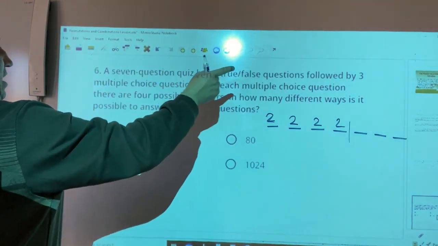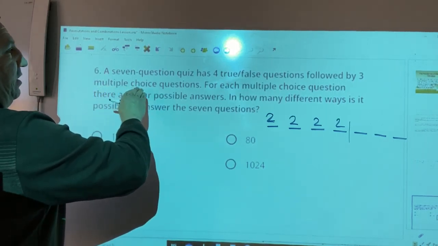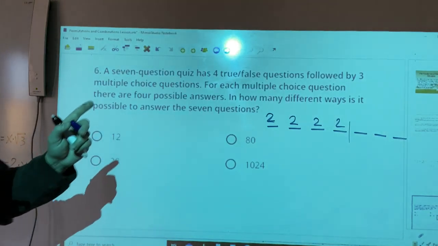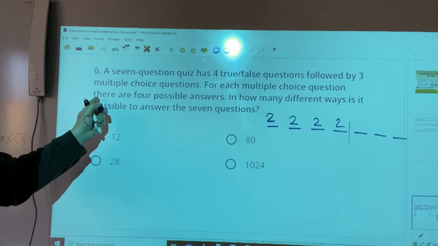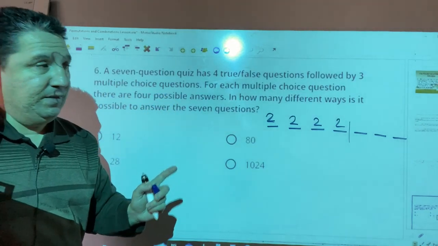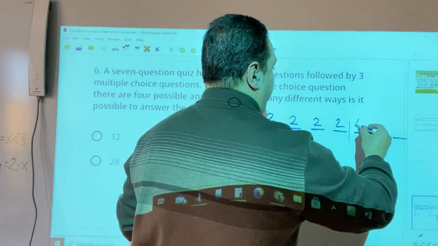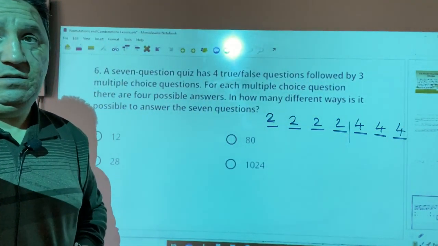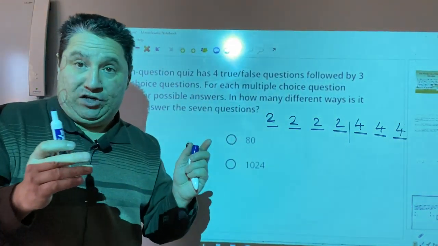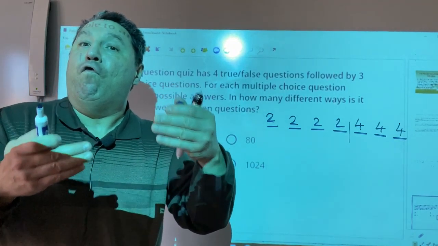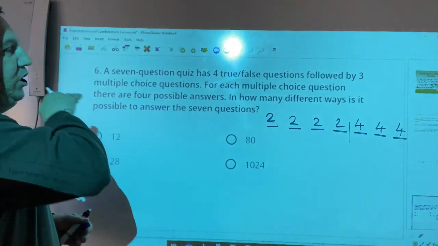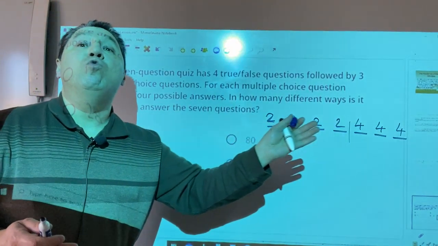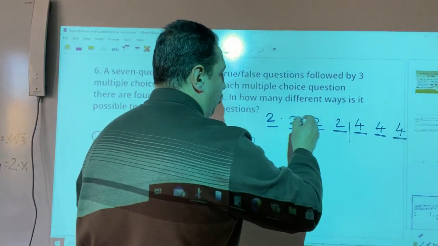The last 3 questions are multiple choice questions, right? And each multiple choice question can be done in 4 possible ways, right? So we have here 4, yes? 4 and 4, yes? Because each multiple choice question can be done in 4 ways. According to the fundamental counting principle, all we need to do is to multiply these numbers, right? So we multiply them.